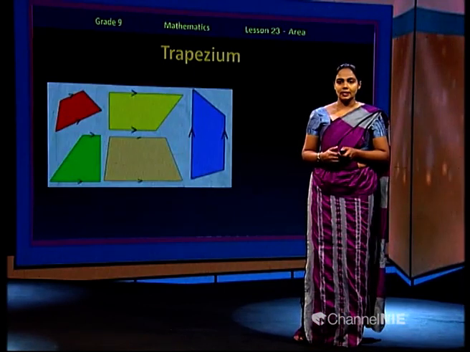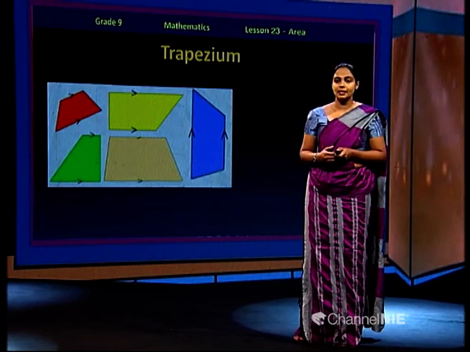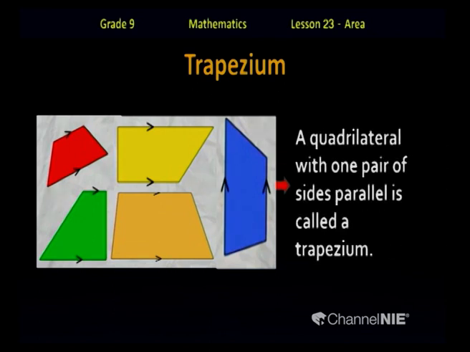To find the area of a trapezium, first of all you should identify a trapezium. What is the main feature of a trapezium? There is a pair of parallel lines. It is the only feature you can identify in a trapezium: a pair of parallel sides. A trapezium is a quadrilateral. A quadrilateral with one pair of sides parallel is called a trapezium.